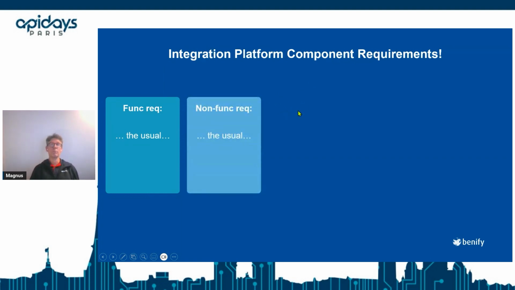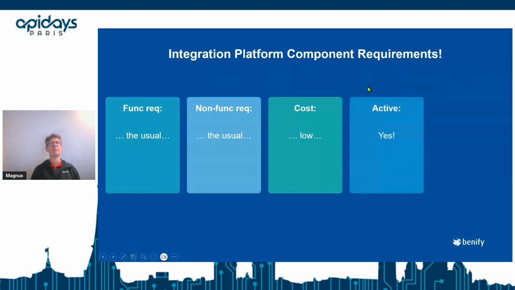Non-functional requirement, well, the usual. It should be multi-node, Kubernetes adapted, monitoring possibilities should be there, and so on and so forth. Cost, low. What did you think? Active, yes. Preferably, it should be actively supported and developed by someone who also has a paid tier, which you can move to if or when you need.